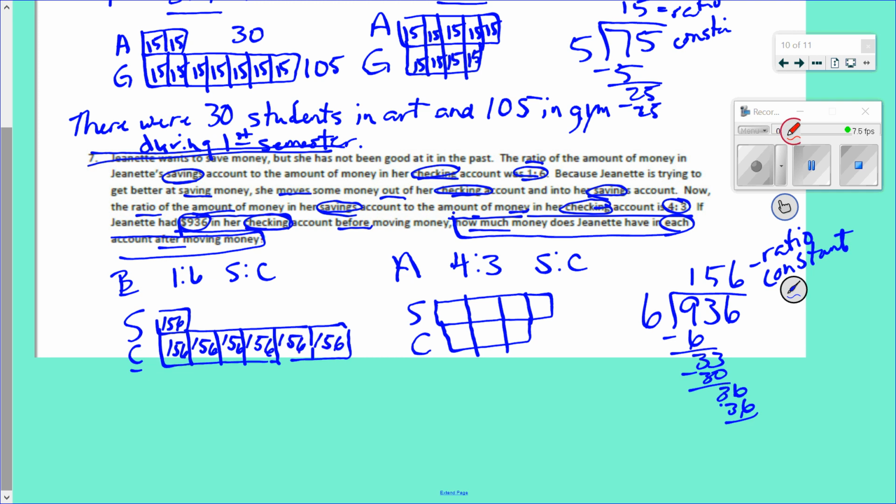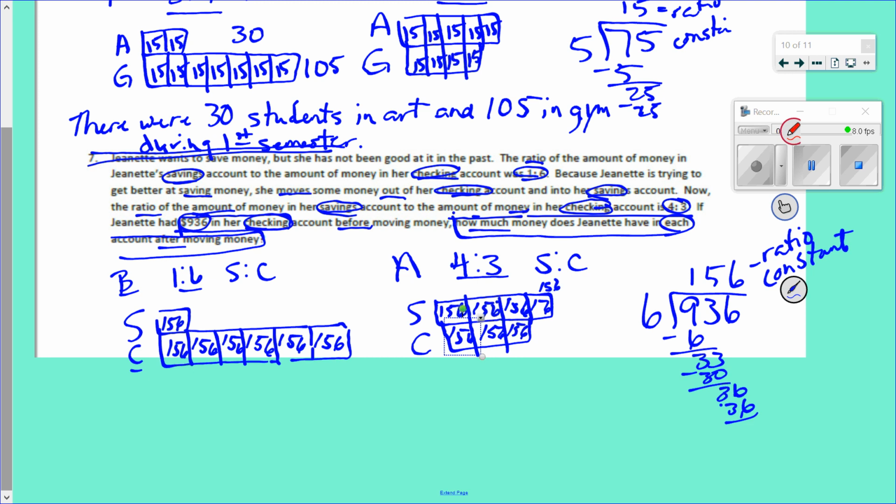Once again, I had 7 boxes before, 7 boxes after. I'm dealing with the same amount of money. That means my ratio constant actually carries over. So I can use that exact same ratio constant in my after as I did in my before. So I hit a couple dead spots there on the board. That 5's not coming in on that last one. But realize that's 156 inside that box as well.